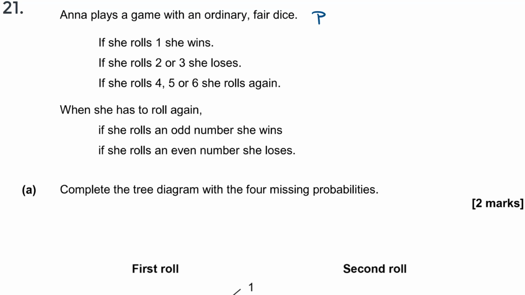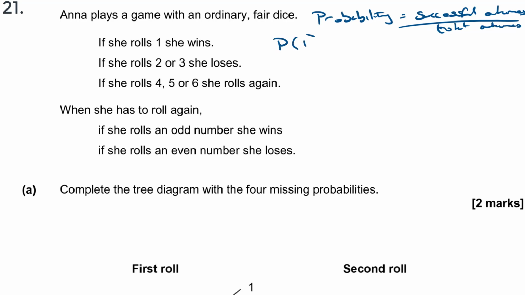Now, probability is defined to be successful outcomes divided by total outcomes, isn't it? Okay, so what is the probability that she rolls a 1 then? Well, how many successful outcomes there are? There's one 1 on a dice, out of the total outcomes possible. That's 1 in 6. So the probability she gets a 1 is 1 in 6.